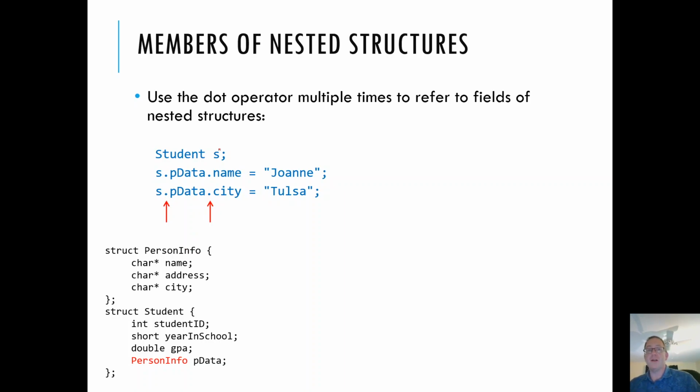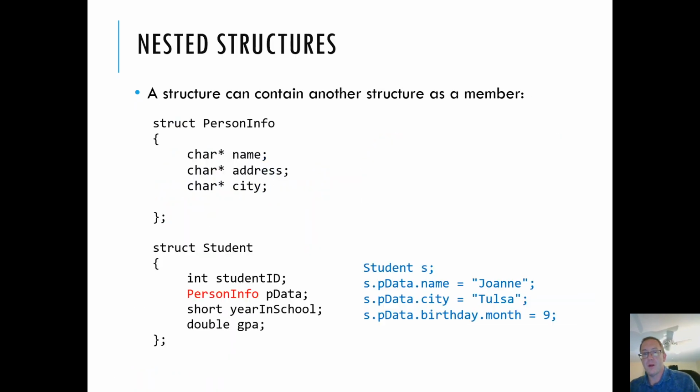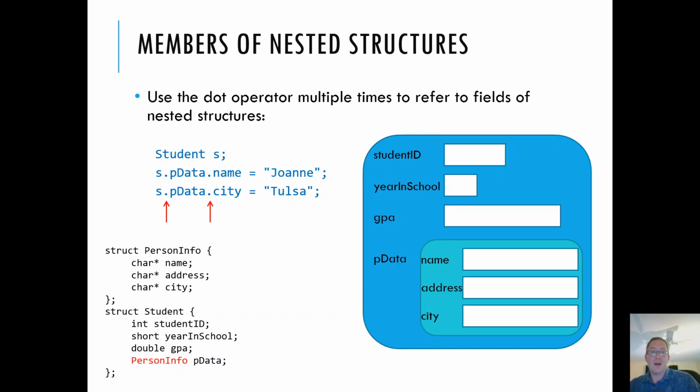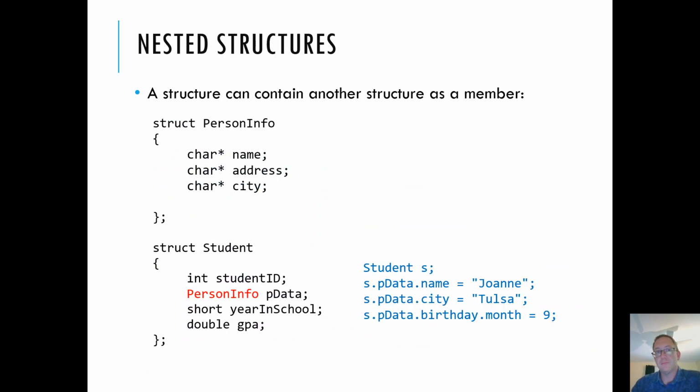I could even do one level below that. It just means I can do a struct within a struct within a struct, and I just use the dot to go down my hierarchy. So I have student S, dot pdata, I'm right here, and then from pdata, if I go dot city, I go down to here, and this is what I'm looking at. This within this within this. And I could go even further.